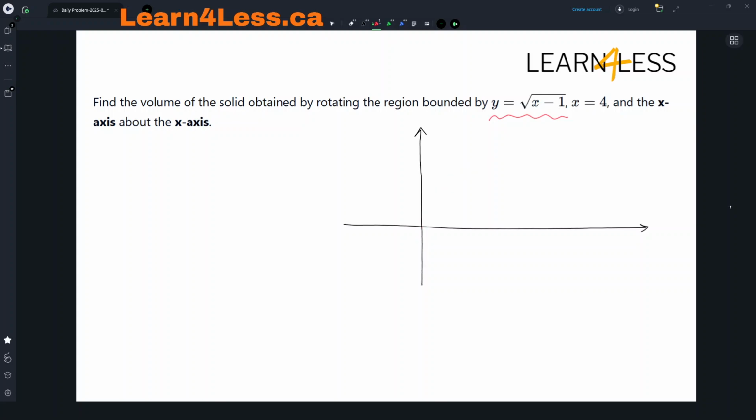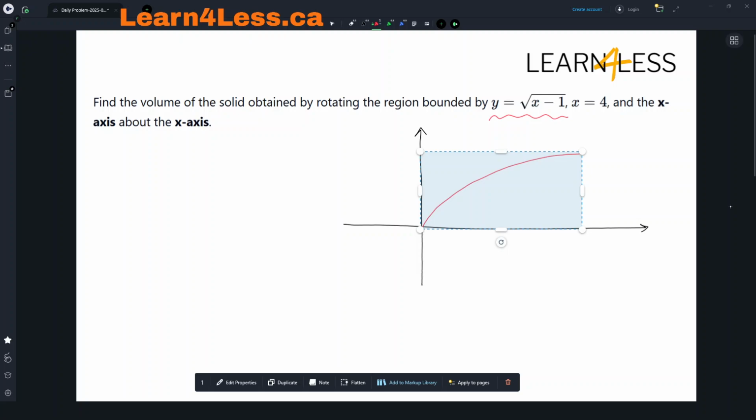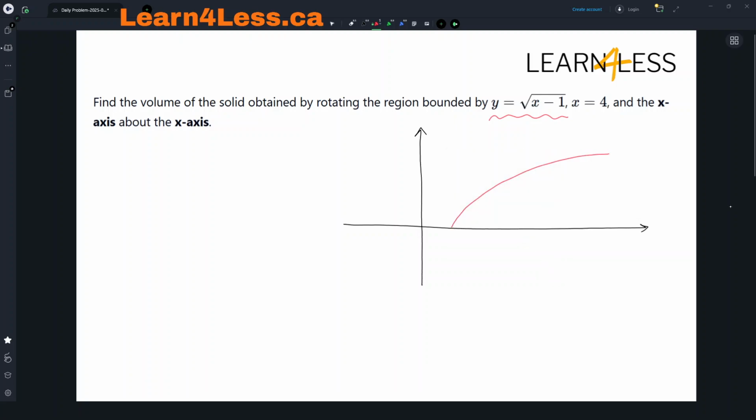Again, for these types of questions, it's really not necessary to have a perfect sketch, but a relatively accurate sketch would help a lot. But x minus 1 means shift that 1 unit to the right. So we have this sketch, and there is nothing on this side, because if you plug in any number less than 1 under the square root, you would have a negative number, which doesn't work for real numbers.